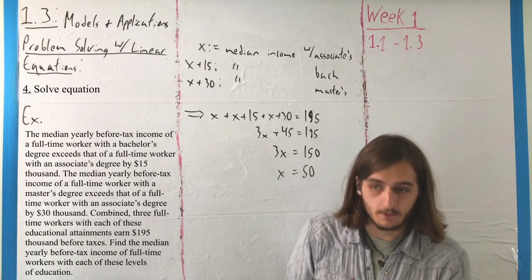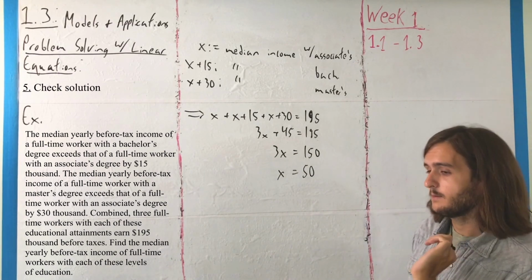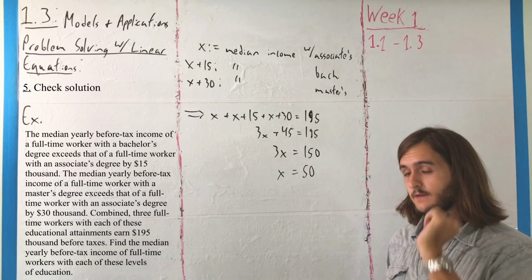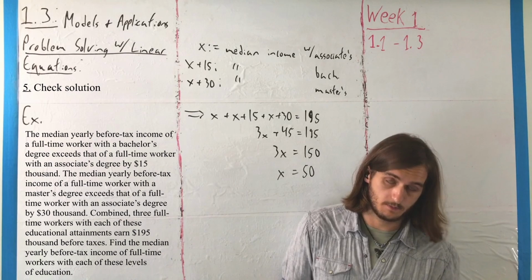And I'm going to do this in my head, but you can check it for yourself. 50 plus 65 plus 80 is $195,000, as we were supposed to get.